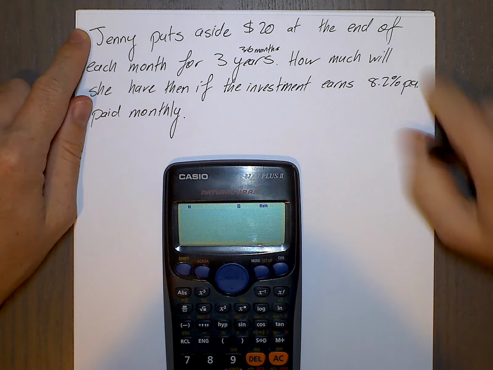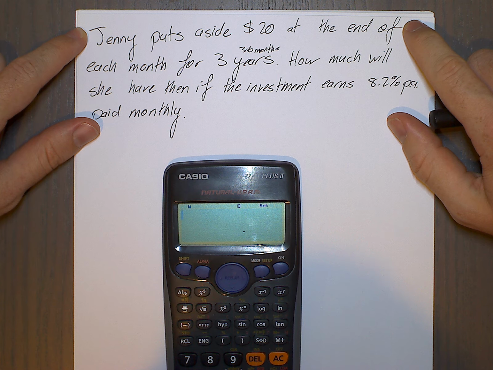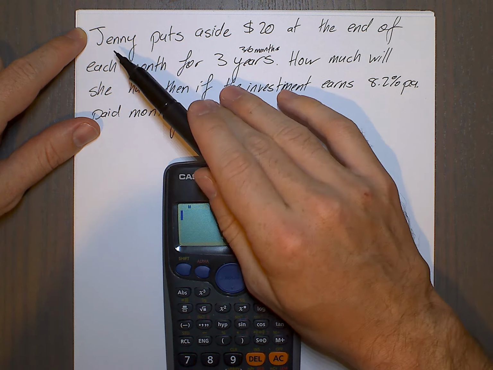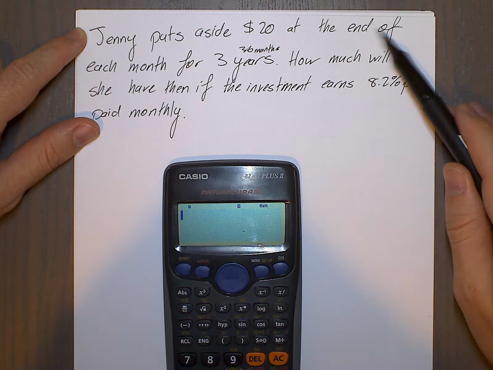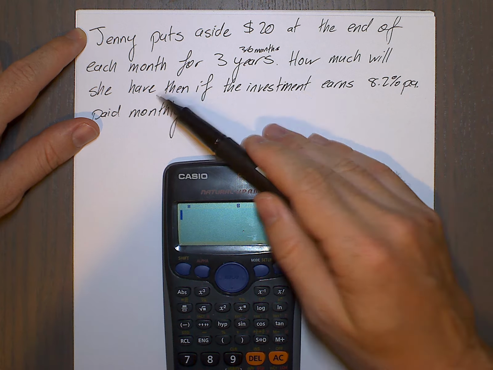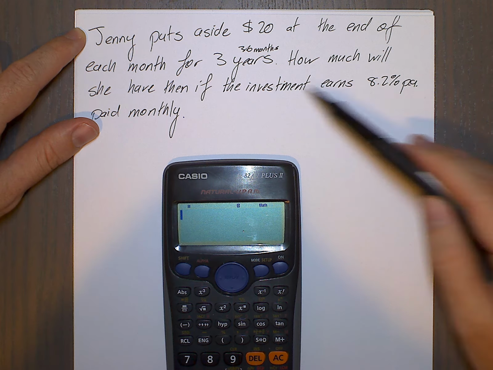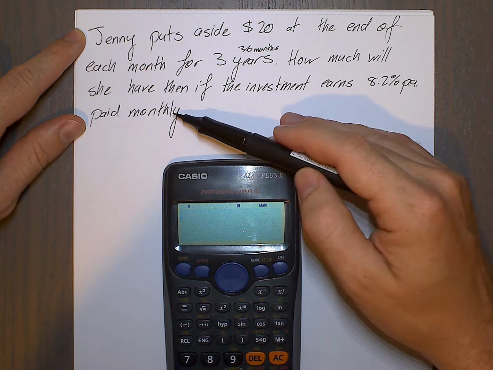Here we're going to look at this question and try to use our ideas of annuities to solve it. This is a question about Jenny, who puts aside $20 at the end of each month for 3 years. How much will she have then if the investment earns 8.2% per annum paid monthly?